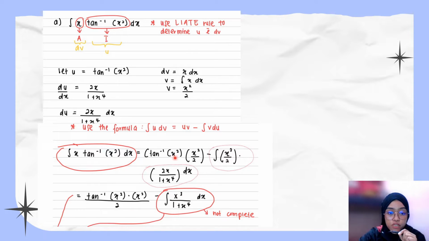What we need to do is simplify this. First we solve this part and get inverse tan x squared multiplied by x squared over 2. After we simplify the other part, we get the integral of x cubed over 1 plus x to the power of 4 dx. As you can see, this equation is not solved yet because it still has an integration symbol in it. So we have to solve this problem first.